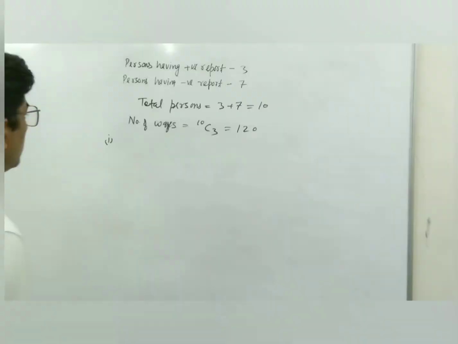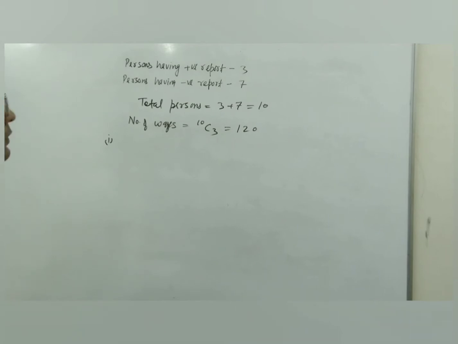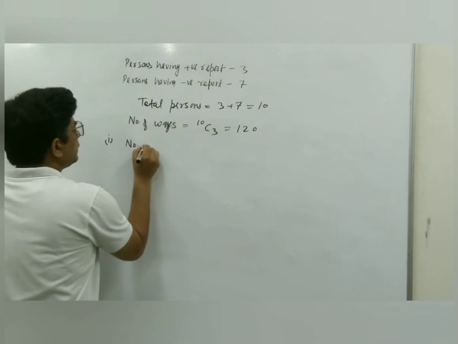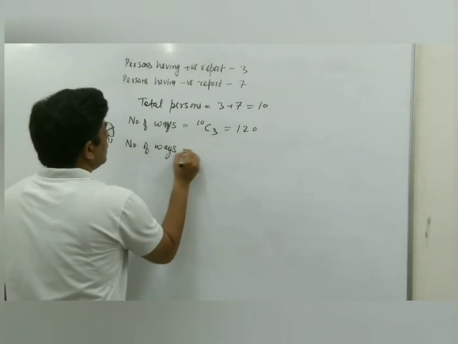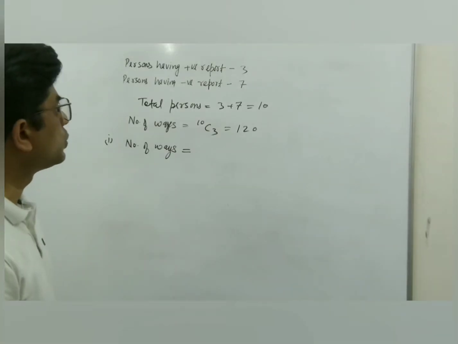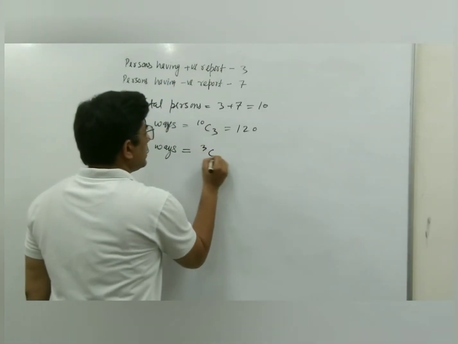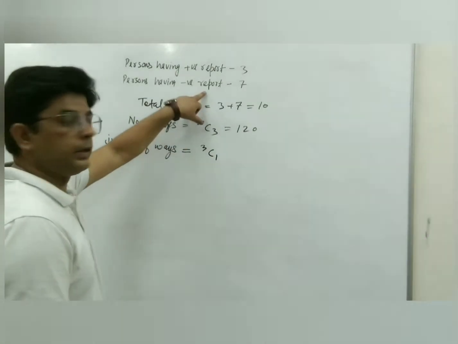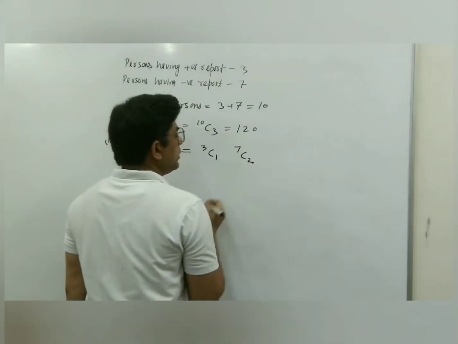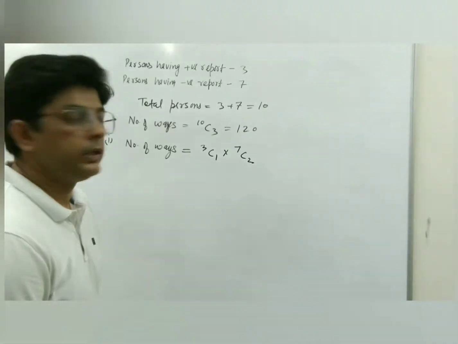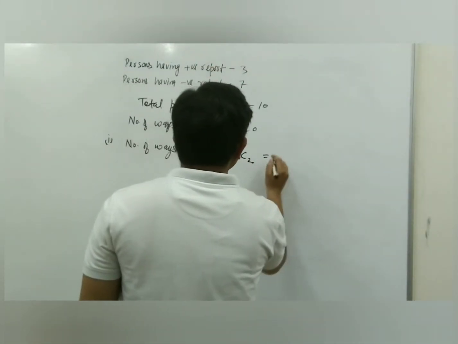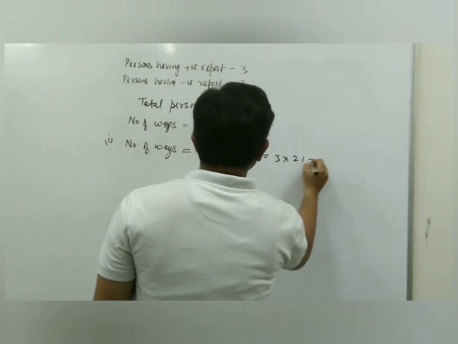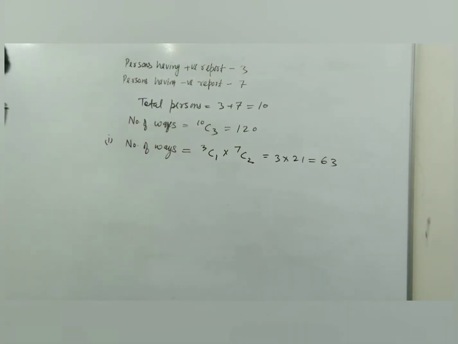In the first case, we have to choose 1 person which have positive report and 2 persons which have negative report. So the required number of ways in which 1 person should be chosen out of 3 persons. So the number of ways are 3C1, and 2 persons should be chosen out of 7 persons which have negative report. So the number of ways are 7C2, and the total number of ways will be 3C1 into 7C2. So after solving, we get this is 3 into 21, that is equal to 63.